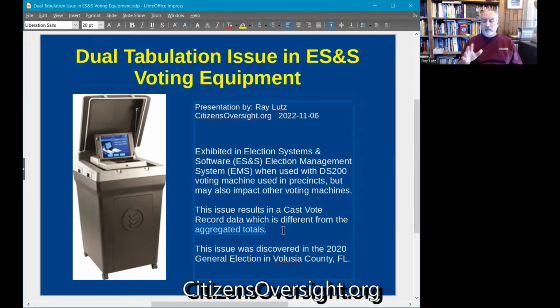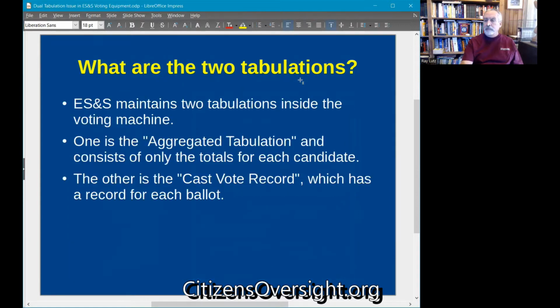We discovered this in Volusia County, Florida, in the general election in 2020, when we did a ballot image audit using the AuditEngine platform, which I am interested in having people use. All right, let's go on to the first slide.